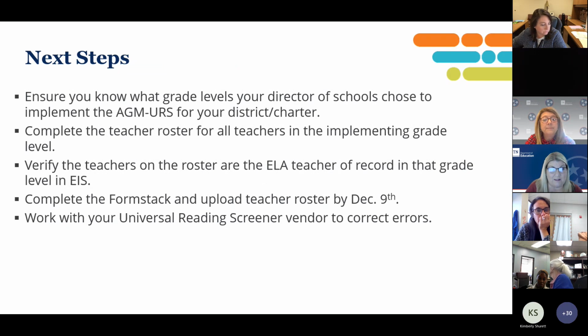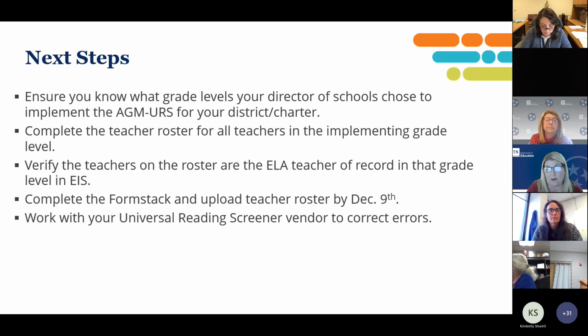So for our next steps, you need to ensure what grade levels your director of schools has chosen to implement the AGM-URS for your district or charter. Make sure all your teachers know, your ELA teachers know. Complete the teacher roster for all of these teachers in the implementing grade levels. Verify the teachers on the roster are the ELA teachers of record in your EIS. Complete the form stack and upload the rosters by December the 9th, and work with your universal reading screener vendor to correct any errors.